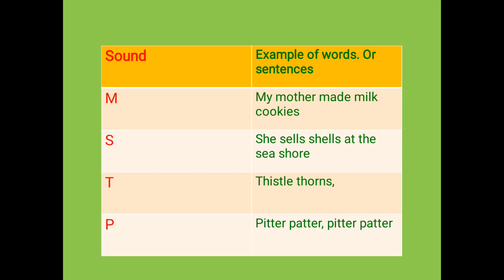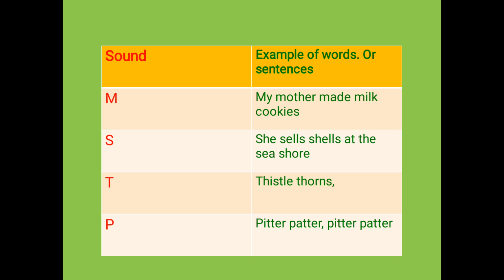Now, look at this table carefully. In column A you can read the word sound, and in column B you can read the example of words or sentences. Now, M, S, T, P, these are the sounds of the letters. M says more. You remember your primary teachers, pre-primary teachers teaching you this in your nursery or even in your playgroup. You all must have learned these sounds. M says more, S says sir, T says ter, P says per. That's what I mean by sound, the sound of a letter.